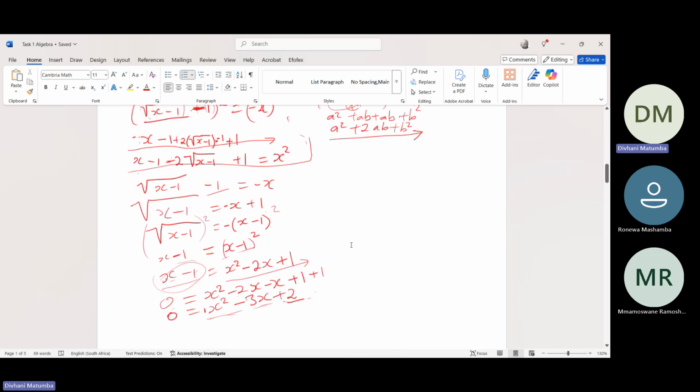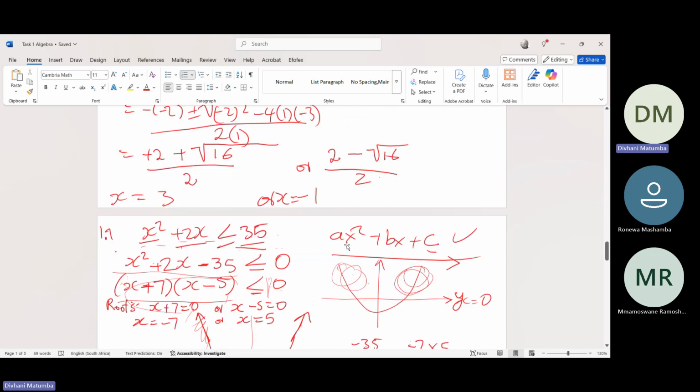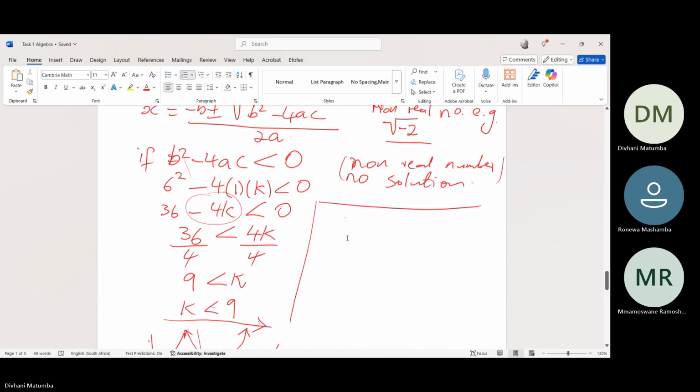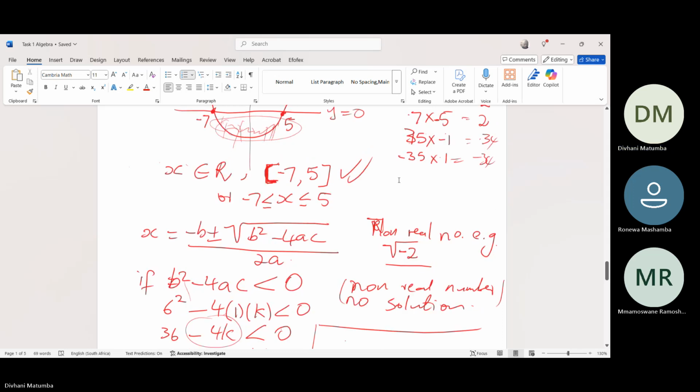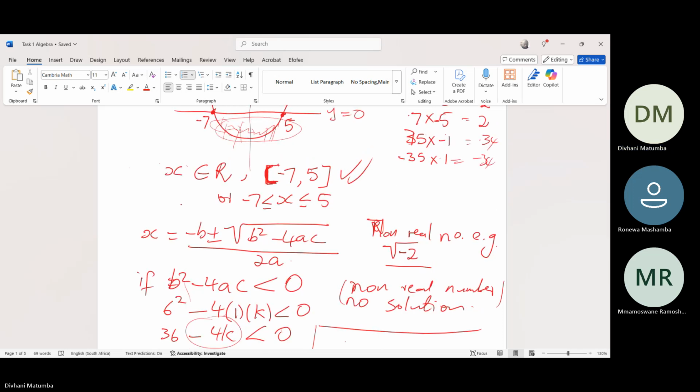Now, in order to solve that, you need to understand the quadratic formula. And luckily, those types of questions want you to solve what is under the square root.